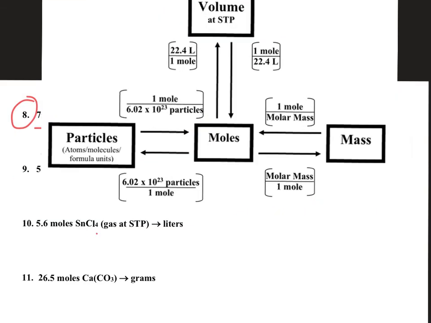For number 10, we have 5.6 moles of tin(IV) chloride. According to this, it says it's a gas at STP. Again, unfortunately, I think that's an ionic compound that normally wouldn't be a gas. My apologies, there's some errors on this worksheet, but for now we're going to assume that it is a gas at STP.